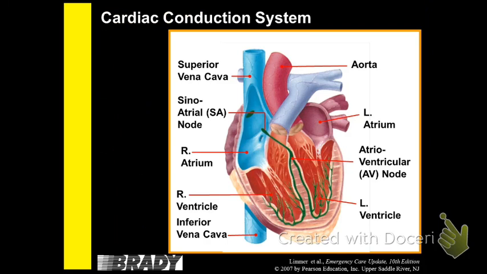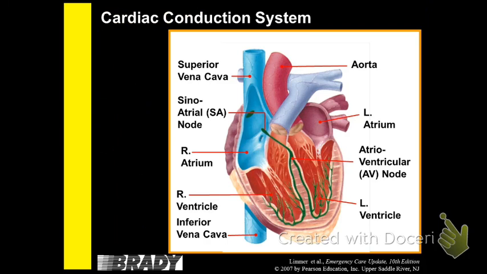So let's start up here at the top. This is the sinus atrial node, in the right atrium, or the SA node. The sinus atrial node is the primary pacemaker of the heart. It sets the rhythm of the heart. Okay? The normal heart rate of an adult is 60 to 100 beats per minute. It's the normal heart rate of an adult.